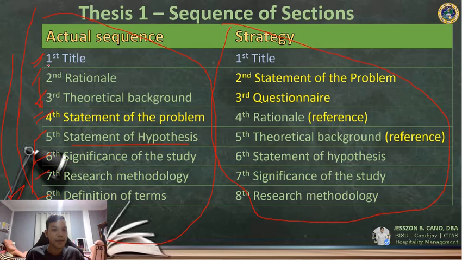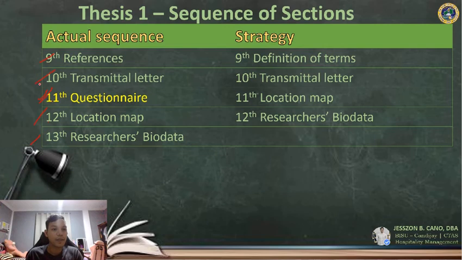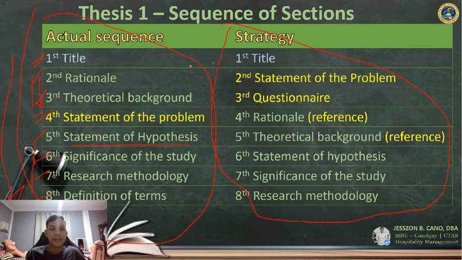Okay, the distance between the title and the statement of the problem, there are 3, and from the statement of the problem to the questionnaire, a lot of parts are being passed. So for the strategy, you will make a title, then the statement of the problem, and then the questionnaire. These 3 areas must coincide with each other. If you fail to connect the SOP and the questionnaire, there will be possible problems.